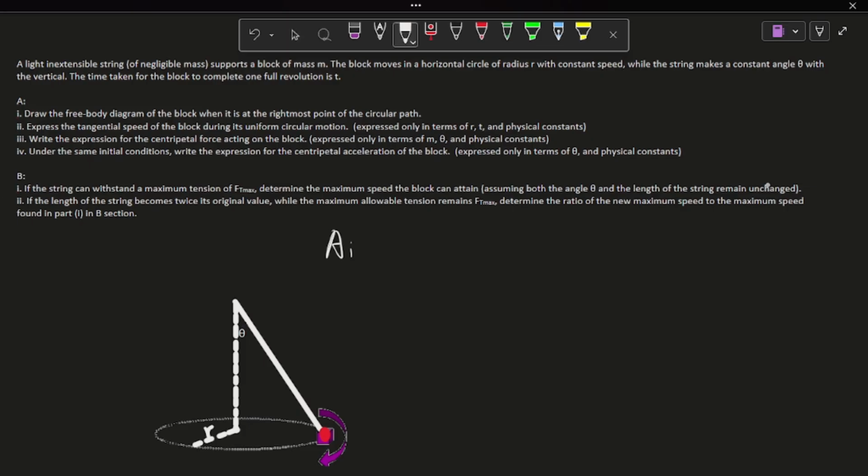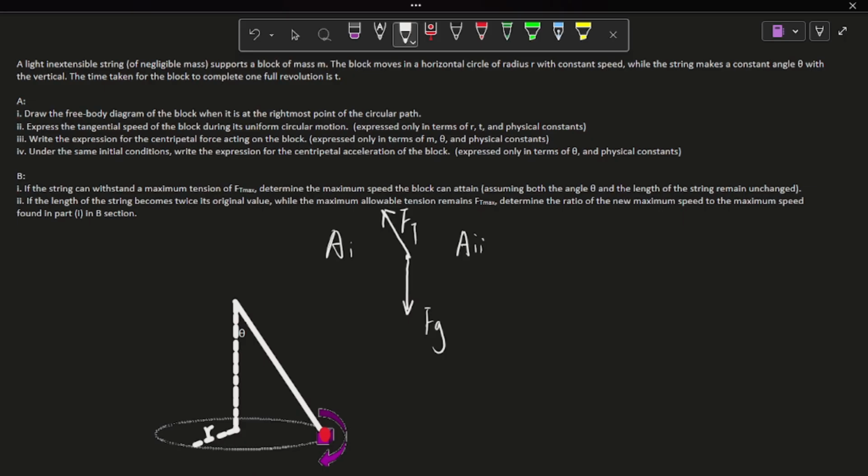Alright, part 1. Draw the free body diagram at the rightmost point of the circle, so it's at this position. Obviously, there's the gravitational force, Fg, and the tension force that is pointing in the direction of the rope, Ft. So that's it. That's the answer for part 1. Part 2.